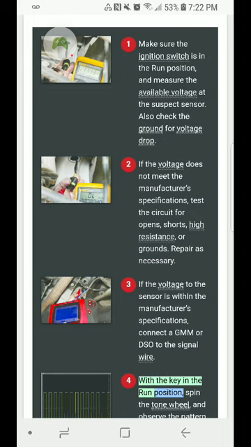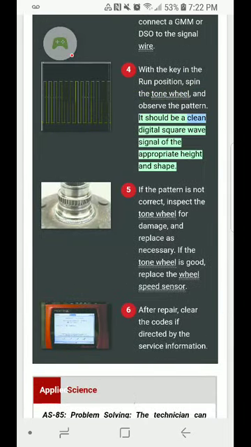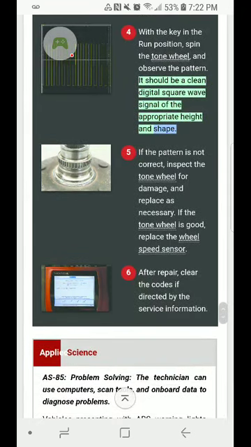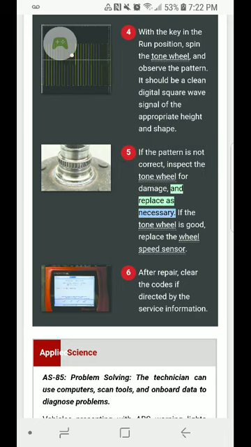With the key in the run position, spin the tone wheel, and observe the pattern. It should be a clean digital square wave signal of the appropriate height and shape. 5. If the pattern is not correct, inspect the tone wheel for damage, and replace as necessary. If the tone wheel is good, replace the wheel speed sensor.